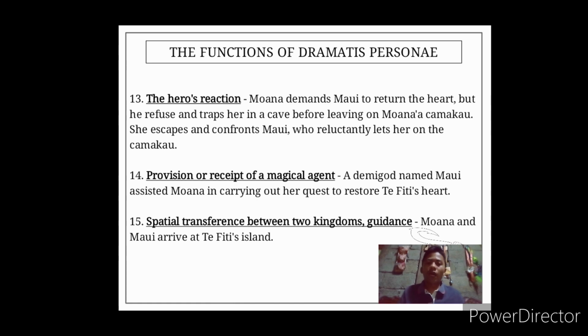And now for the last function for my part, number 15. Spatial transference between two kingdoms, guidance. Moana and Maui arrived at Te Fiti's island. So in the movie, different islands were indicated instead of kingdoms. That's all for my part.